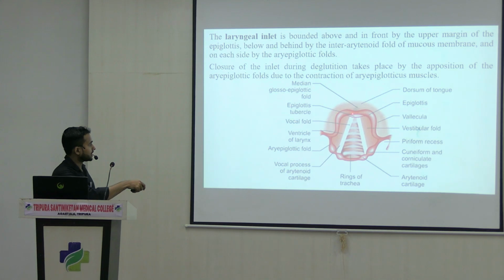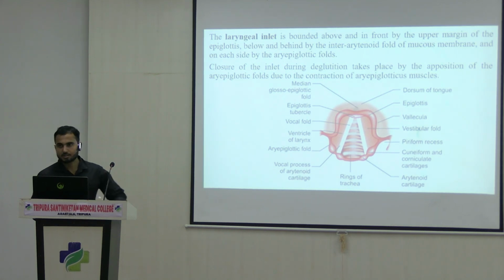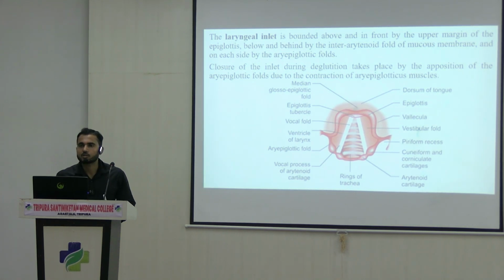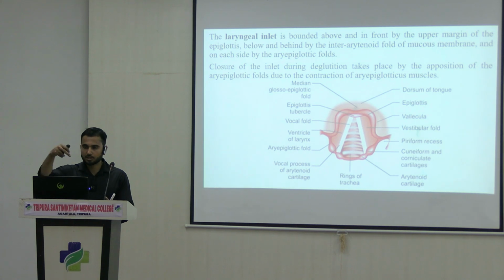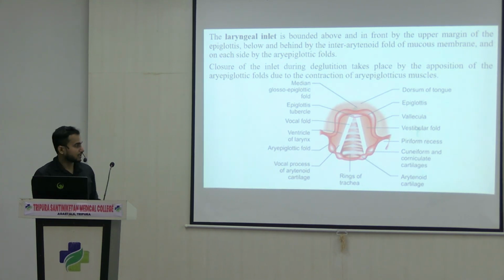Okay. Now through the laryngeal inlet, you can go inside the larynx. If you go inside the larynx, then you can see different structures present inside the larynx. For example, vocal cords are there. And if you see below the vocal cords, then after that you can see the tracheal rings also.